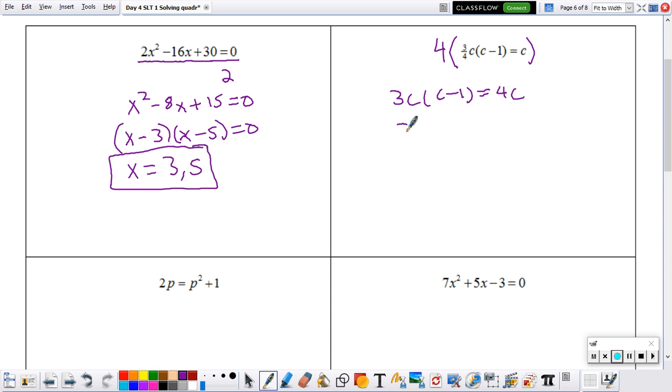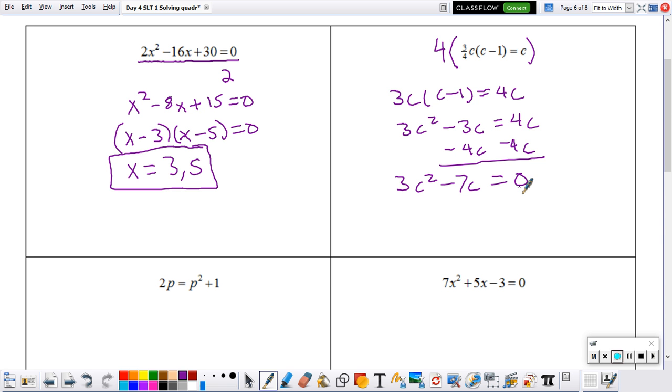Now I'm going to distribute. 3c squared minus 3c equals 4c. I'm going to collect everything on the left side to get it in standard form so I can better examine it. And I get 3c squared minus 7c equals 0. Now I'm ready to make a decision. What is the best method to solve this? If you said greatest common factor, you are correct.